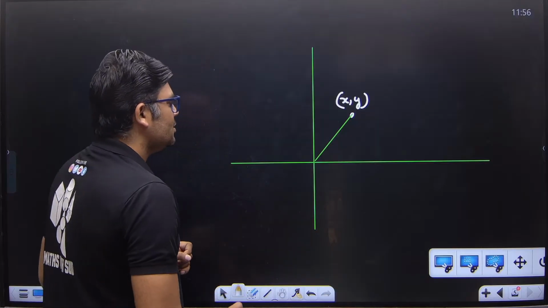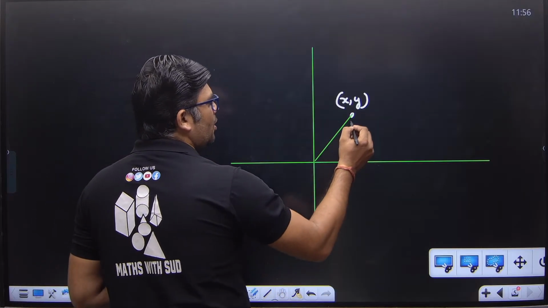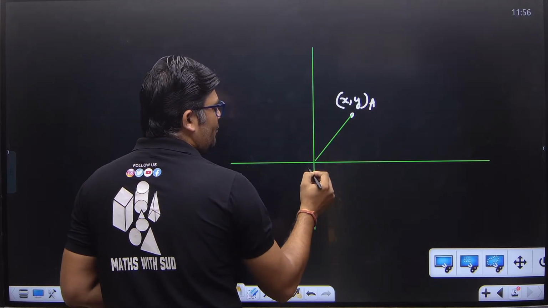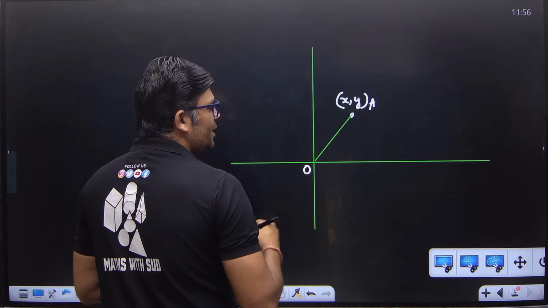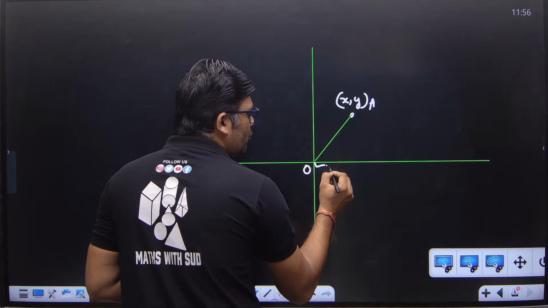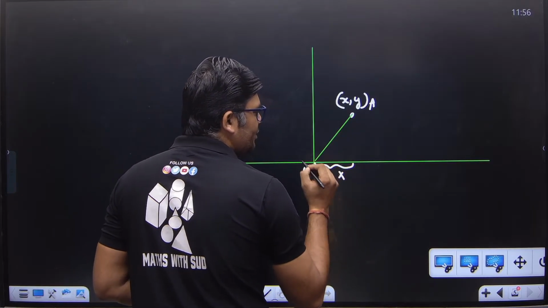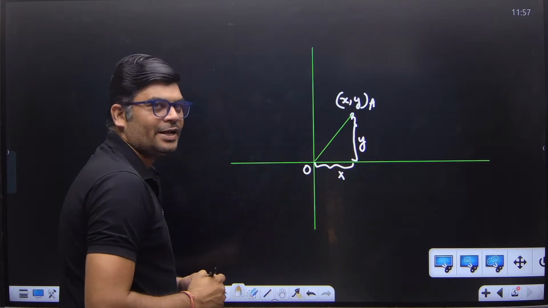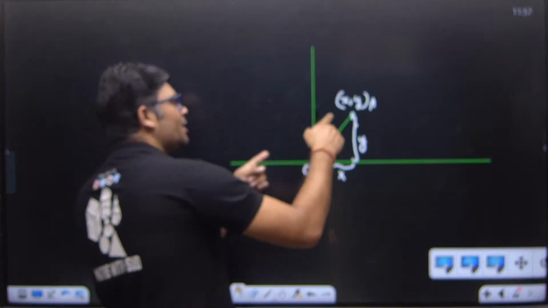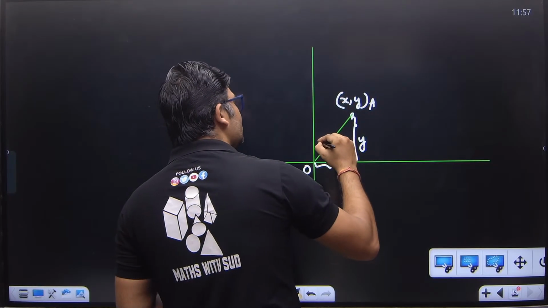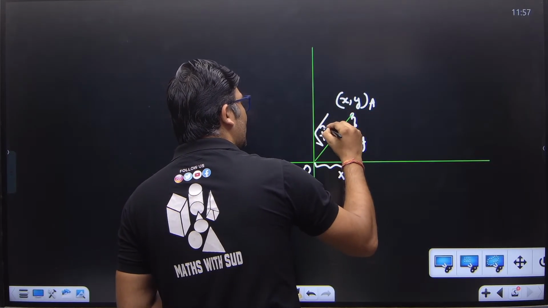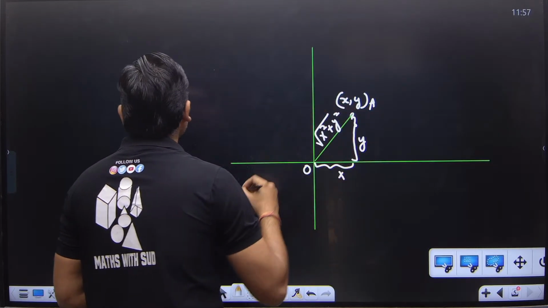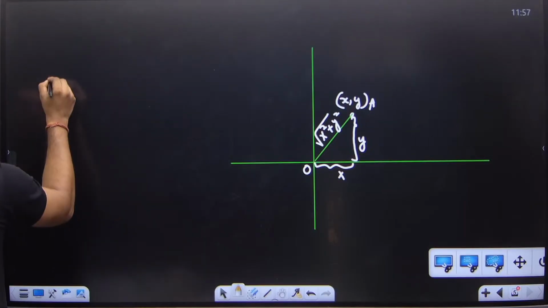If somebody asks you how much it takes to reach A from O, you will say, I have to move x units in the x direction and y units in the y direction. So the shortest distance is the hypotenuse, which is equal to the square root of x squared plus y squared. So the first formula is the distance from the origin.